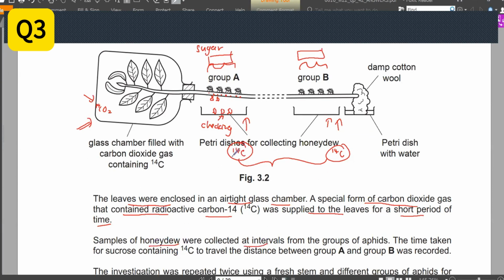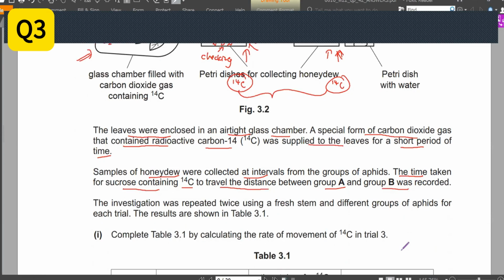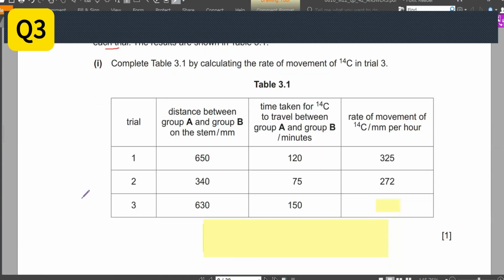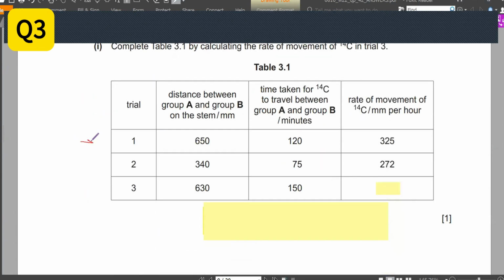Samples of honeydew were collected at intervals. The time taken for sucrose containing carbon-14 to travel the distance between group A and group B was recorded. Then we repeat the investigation. The investigation was repeated twice, using a fresh stem and different groups of aphids for each trial. Now we can see the results here. We have 3 trials: 1, 2, and 3.